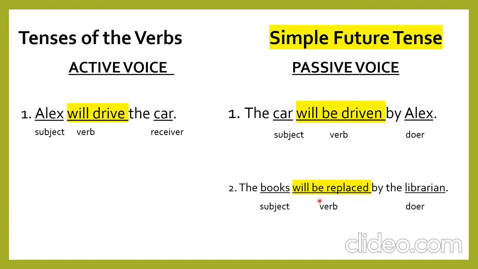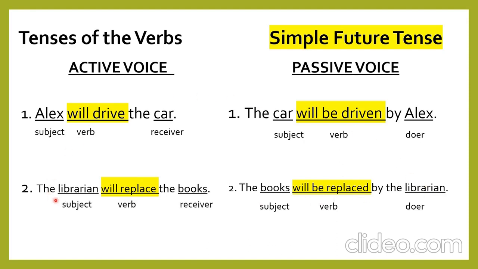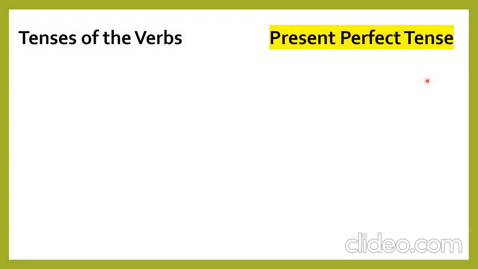Now, how do we transform it into active? Just again, change the position of the doer and the subject. The doer will become the subject here in the active voice of the verb. So it's the first thing to appear. And then the verb will be replaced will now become will replace only. No more be, okay? And then the books, which is the subject, will now become the receiver here in active voice of the verb.